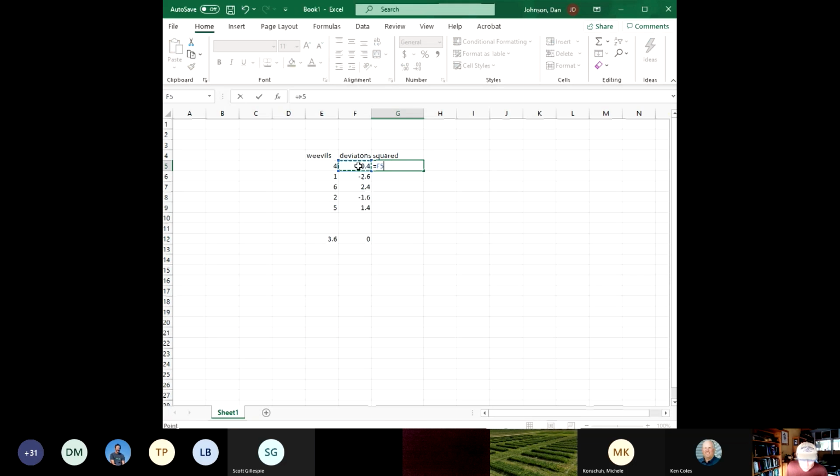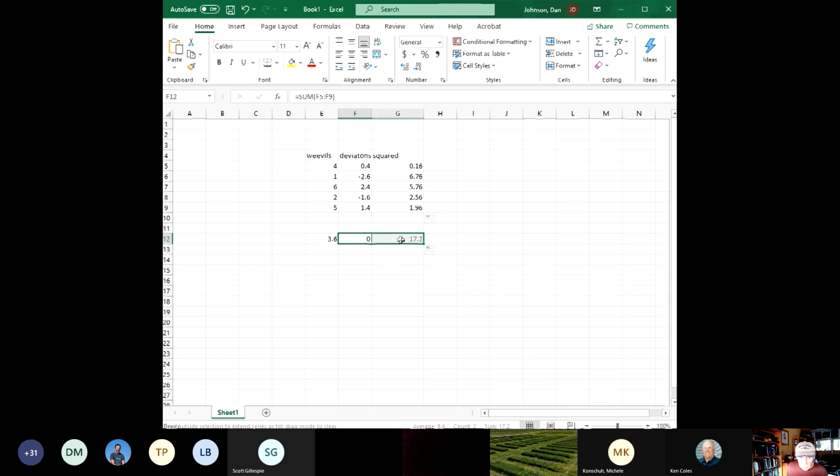So I could just say this times itself and then drag those down. Those are all squared deviations. And I now have a value here that's the sum of squared deviations, 17.2. So what can you do with that? Well, the sum of squared deviations divided by n minus 1 is the variance.